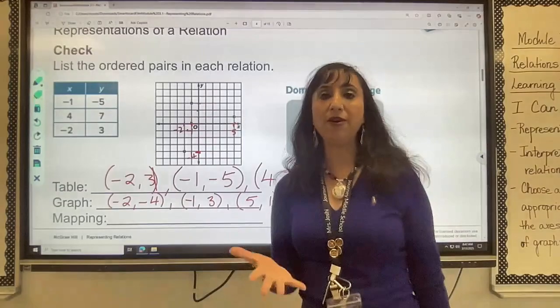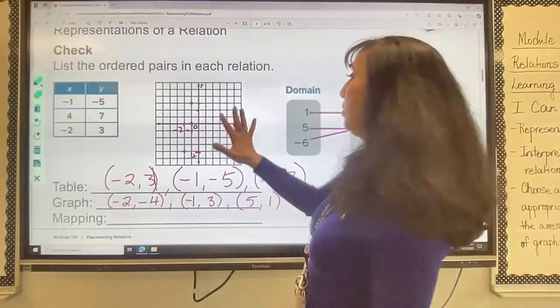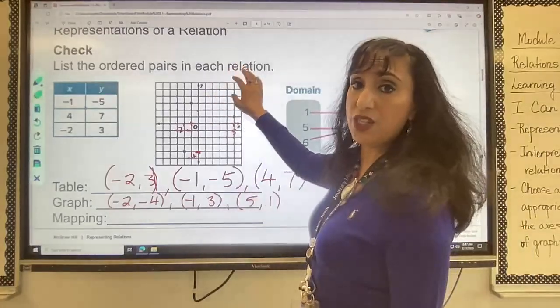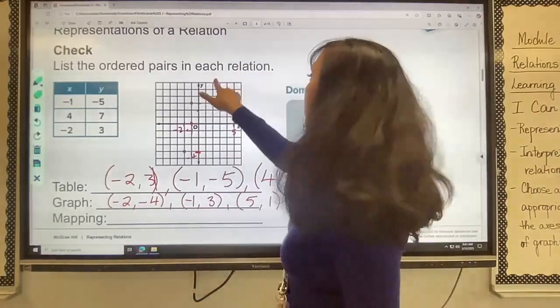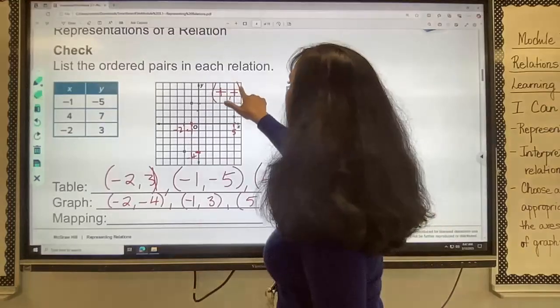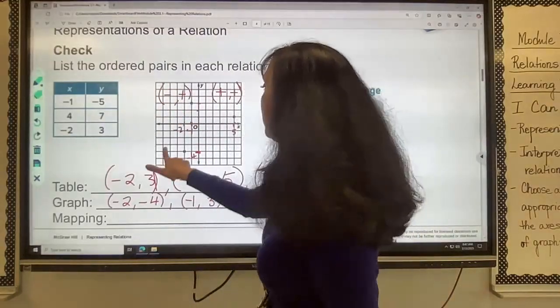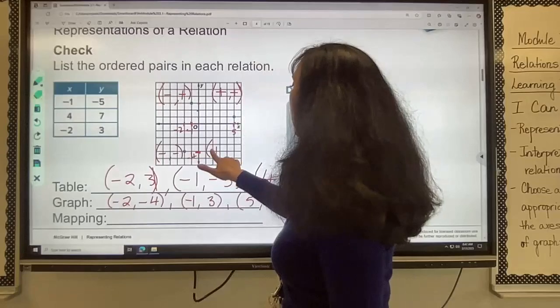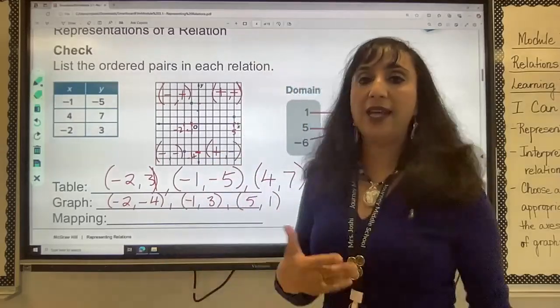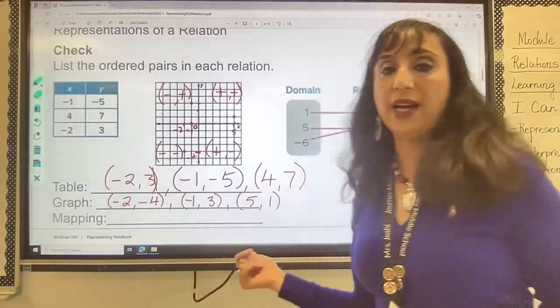So if you remember when we had done coordinate graphing, quadrant 1, which is up here, is positive, positive ordered pairs. Quadrant 2 is going to be negative and positive. Quadrant 3 is negative, negative. And quadrant 4 is positive, negative. And that's how the ordered pairs are. So just a quick refresher for that.